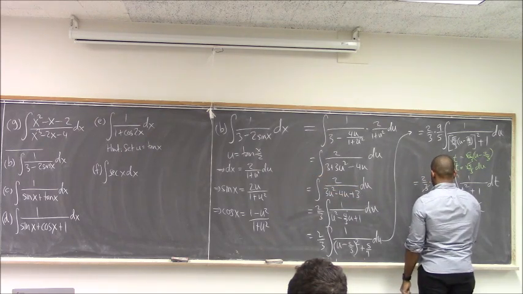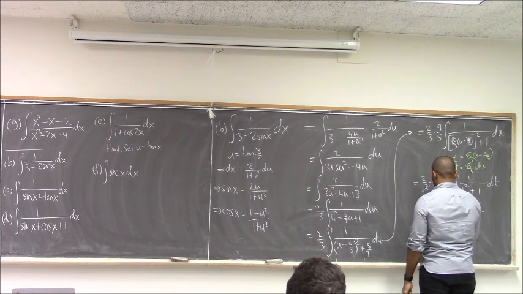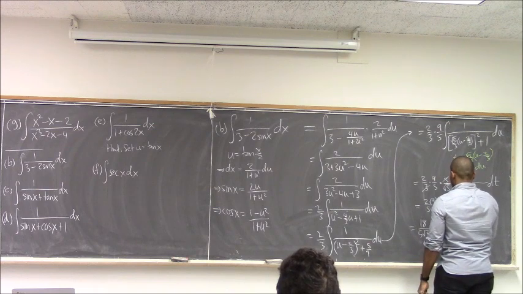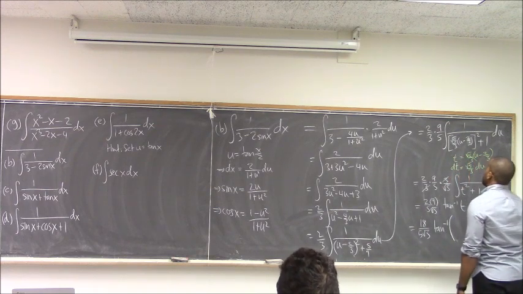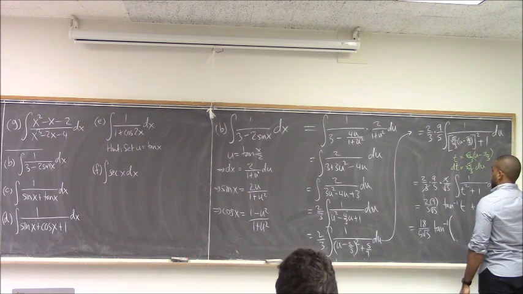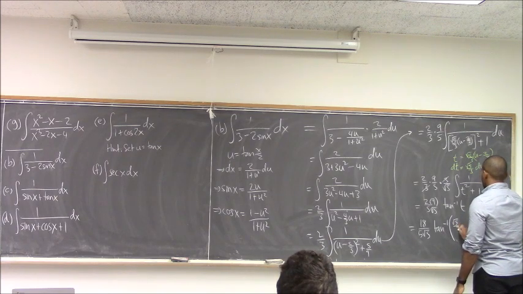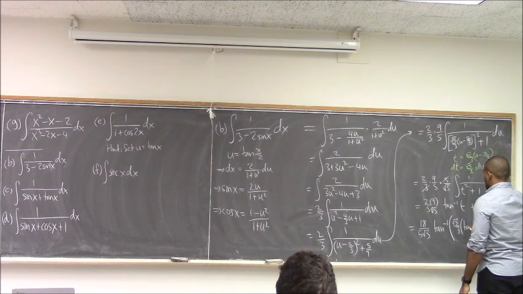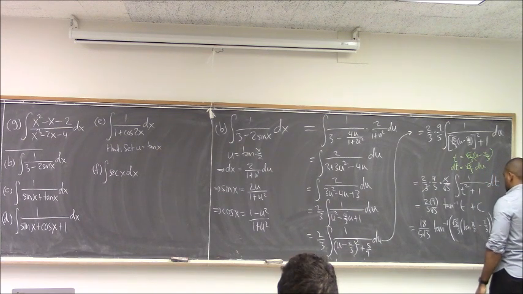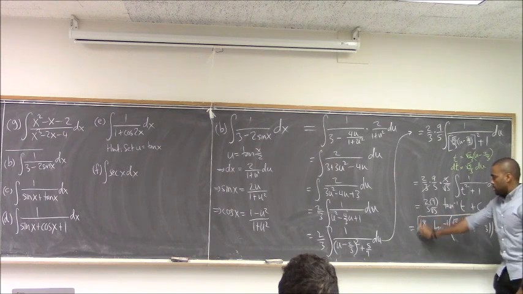I end up with 18 over 5 radical 5 tan inverse of radical 5 over 3 tan inverse over 2 minus 2/3. That's the integral.